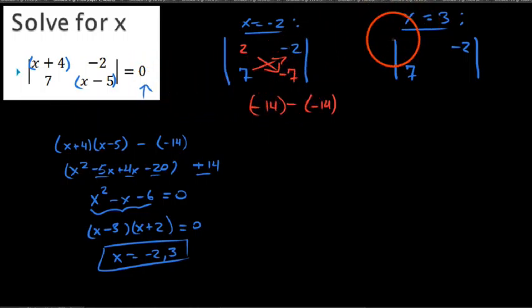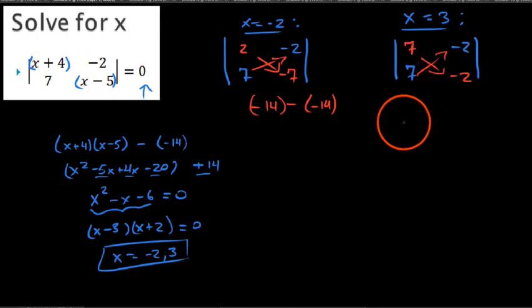And also, if we were to plug in 3 now, 3 plus 4, which is a 7, look at this here. 3 minus 5 is a negative 2. You notice how they just kind of switch spots and switch parity here. But we also get negative 14 minus negative 14, which is absolutely 0.